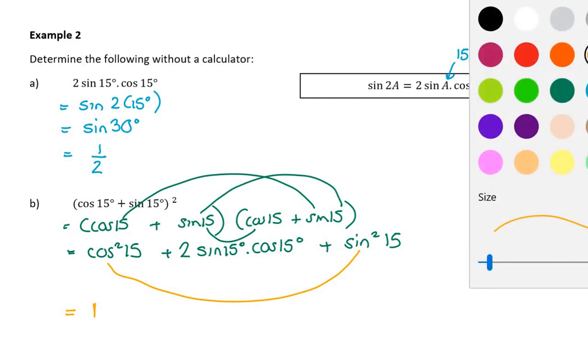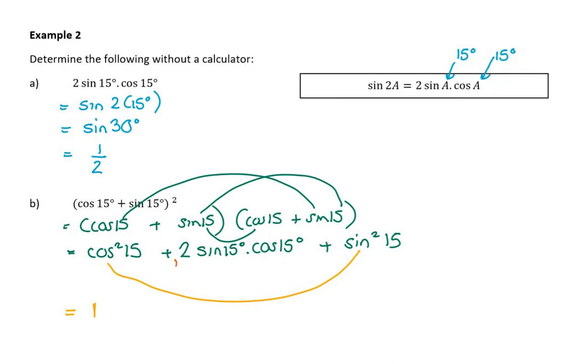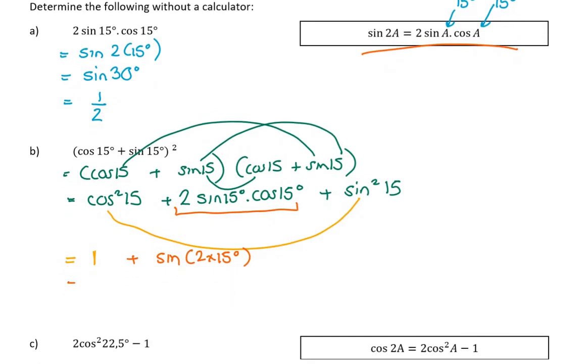And this 2 sine 15 cos 15 is exactly what I did in the previous question. So that's actually plus sine of 2 times 15, using this sine double angle identity, which I'd written up there. So that's 1 plus sine of 30, which I know is a half. So it's 1 plus a half, which is 1 and a half, or you could write 3 over 2, or 1 comma 5. Please don't make the mistake of distributing the power of 2, because it's a binomial times a binomial.